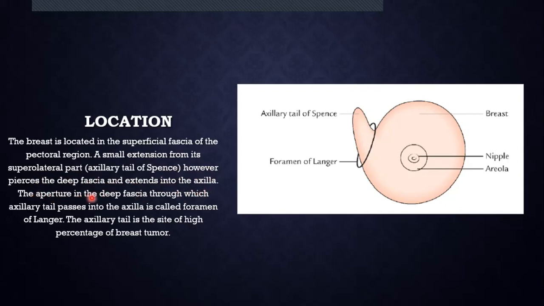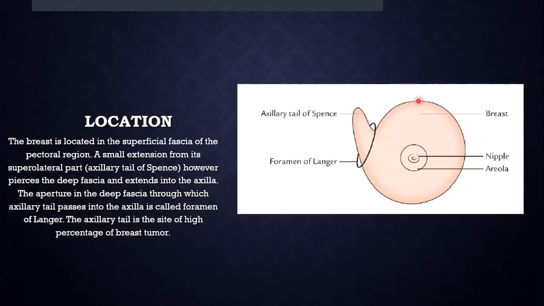Okay, so the aperture in the deep fascia through which the axillary tail passes into the axilla is known as the foramen of Langer. Okay, so the axillary tail is the site of a high percentage of breast tumors. So most breast tumors occur in the axillary tail of Spence.